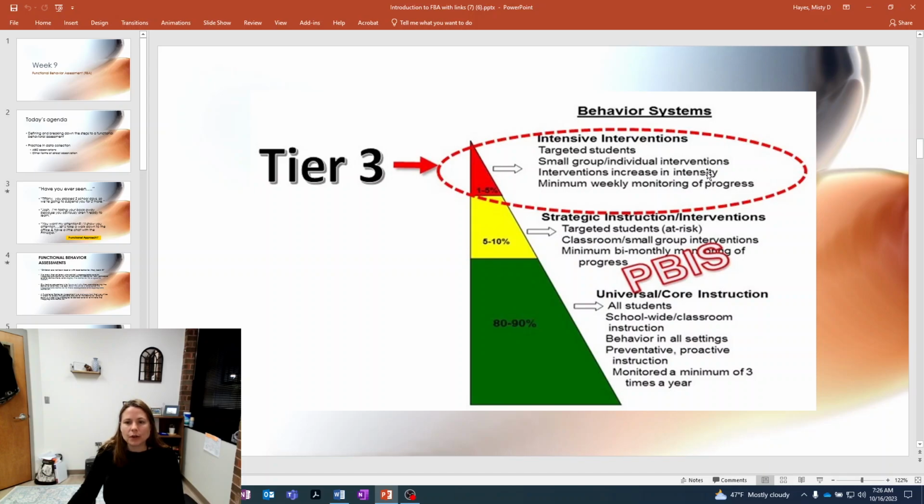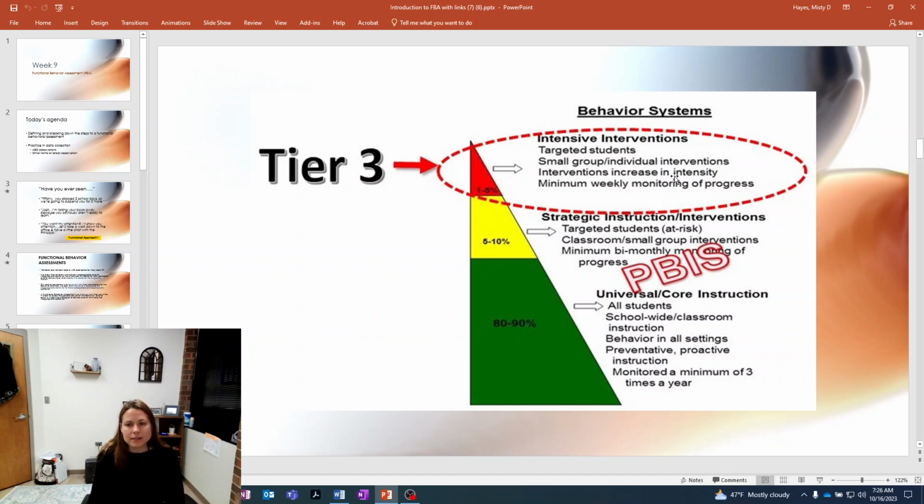So these are more intensive cases. We're past the point of at risk. This is something chronic that's not going away. So this could be individual at this point. If we say small group, it's normally no more than 3, just like we say with RTI. The interventions at this point really have to increase in intensity, and you're going to monitor them weekly and collect data. And what this does, just like RTI, is provide a framework you use to catch students so we don't have to refer them to special ed.